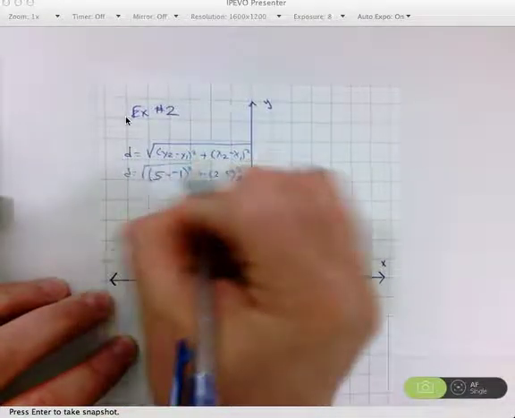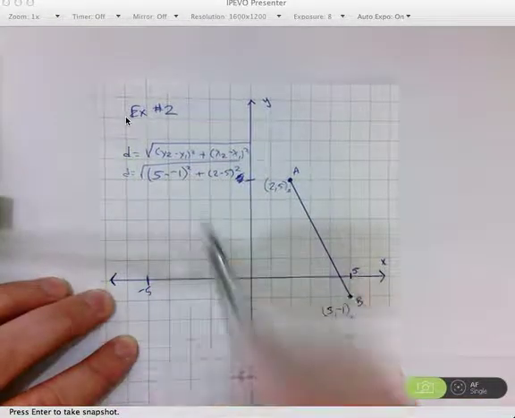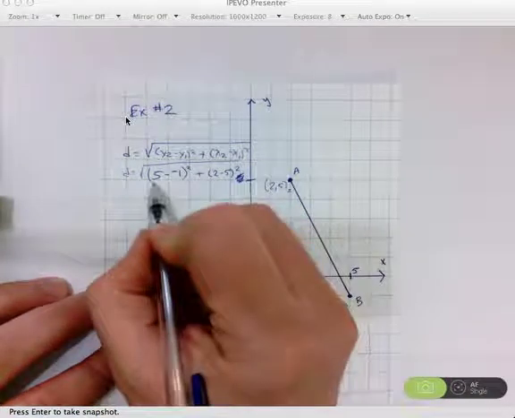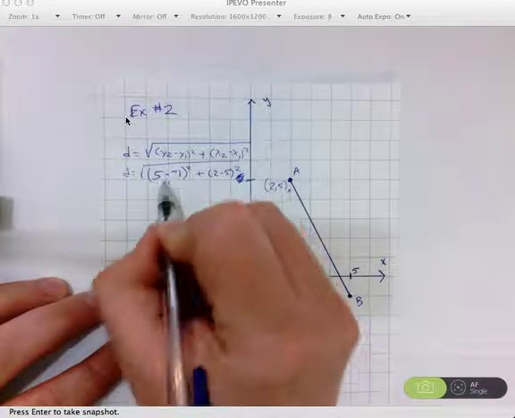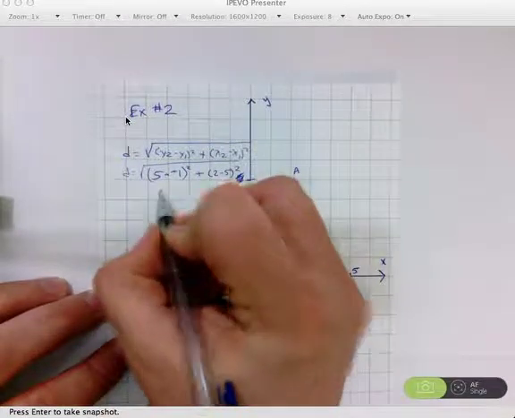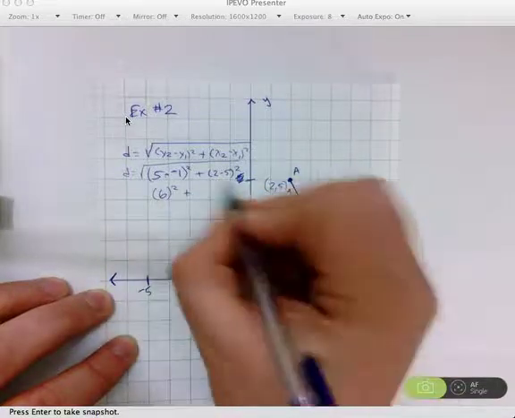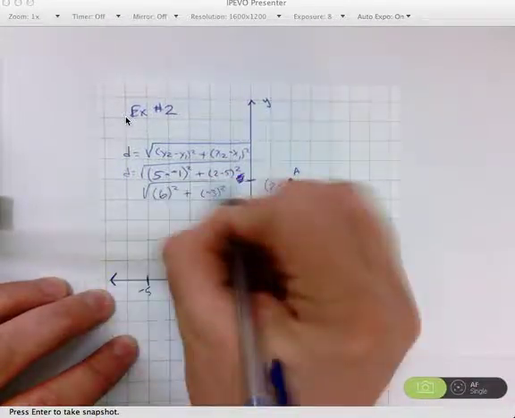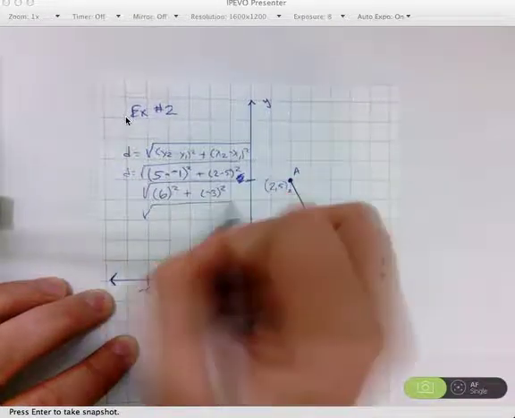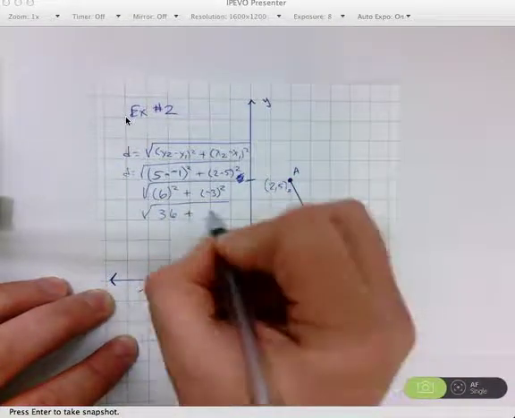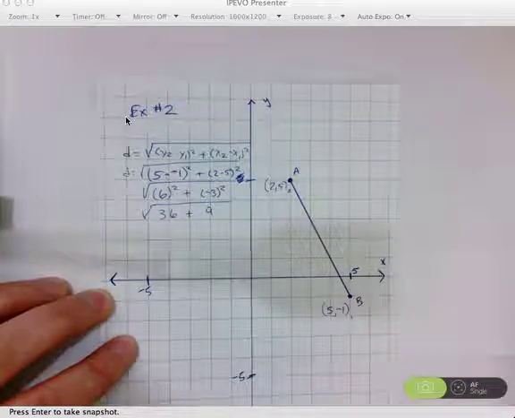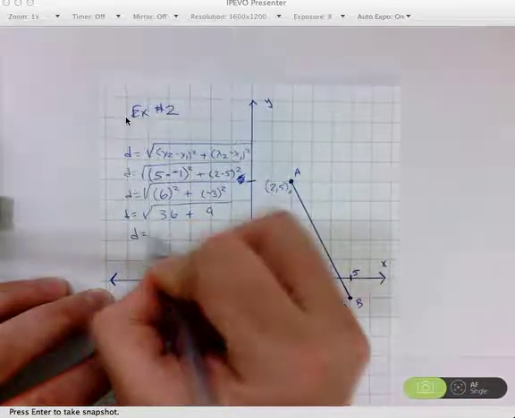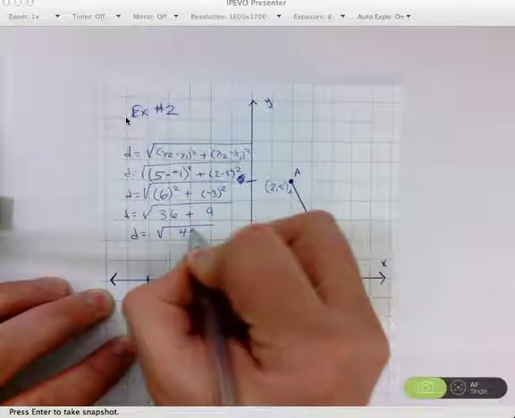All right, so let's practice some of our arithmetic skills here. Remember, when we minus a negative, 5 minus -1, that's the same as adding 1. So we have 6 squared plus 2 take away 5, -3 squared. So we're getting closer here. Let's square these. 36 plus 9 is going to be the square root of 45.